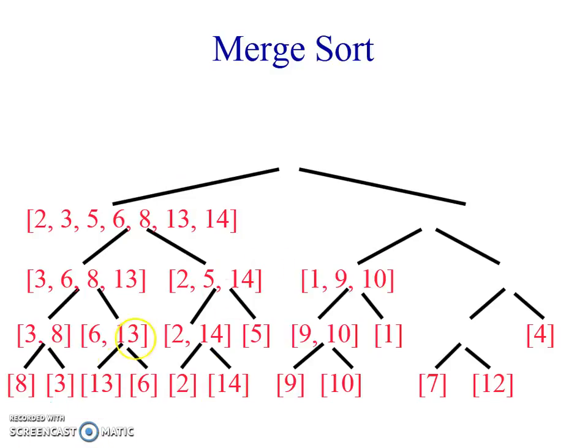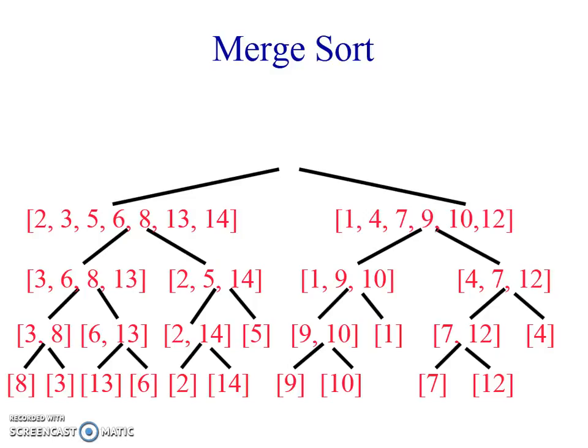So what have I done? Each element has been merged. So 8 and 3 has been merged to 3 and 8. 13 and 6 has been merged to 6 and 13. And each of these lists, 3, 8 and 6, 13, has been merged to form 3, 6, 8 and 13. So this is happening recursively, as you can understand, wherein the final output is the sorted list.